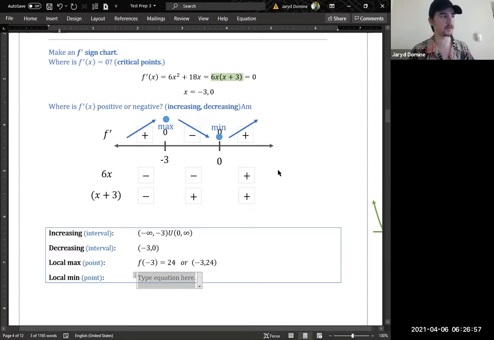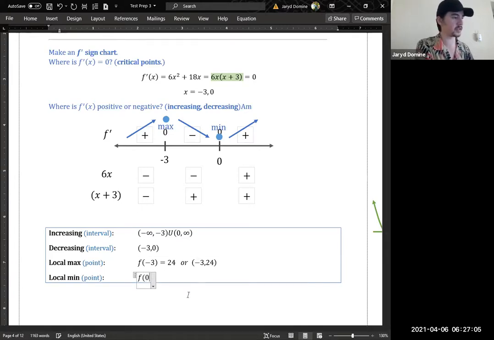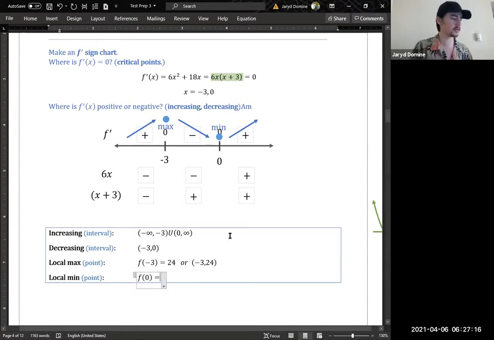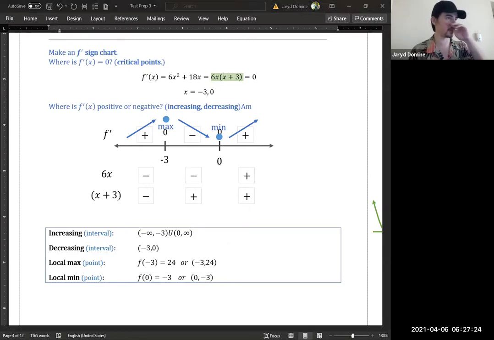Same thing for the local minimum. We know from the first derivative test this is going from decreasing to increasing, so that's a minimum. I'm going to say f of 0 equals, let's look back at our function up here. If I put in a 0, I get -3. So f of 0 equals -3, and another way I could write that is (0, -3). And that's what you get on the answer key.